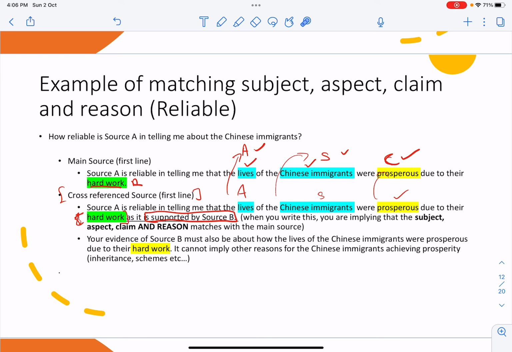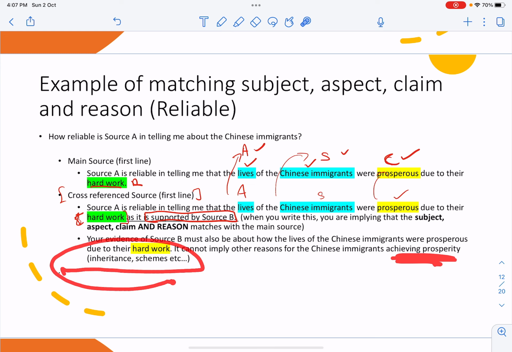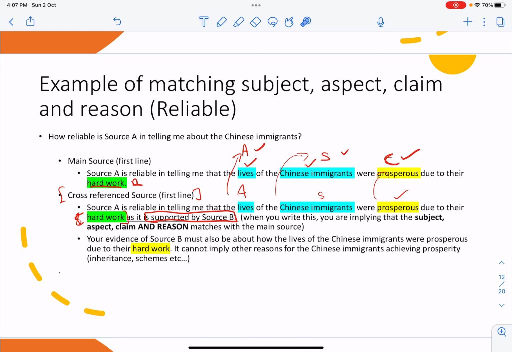Okay? And please check also. Don't just put the claim there without checking the evidence, because your evidence must imply directly that the reason for their prosperity is down to their hard work. So evidence of source B must also be talking about how they were prosperous due to their hard work. You cannot give me evidence that talks about other things. For example, talking about them being prosperous but due to inheritance or due to the scheming nature that they have. Okay, so your claim must match with your evidence. That is how you give me the correct cross-reference source and the correct cross-reference point and the correct cross-reference explanation.